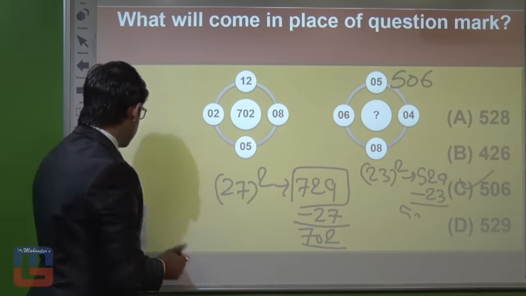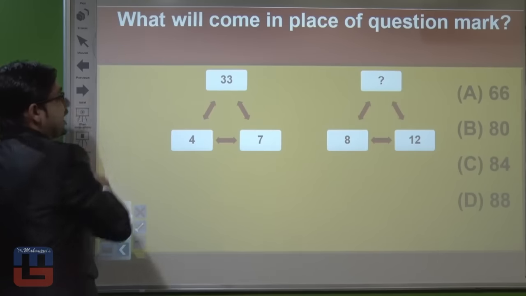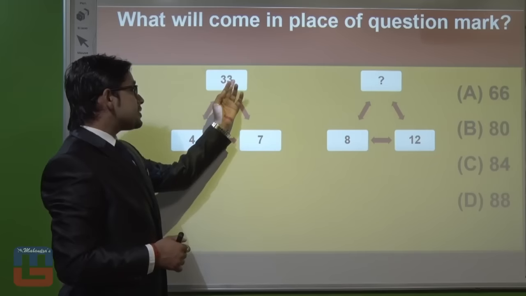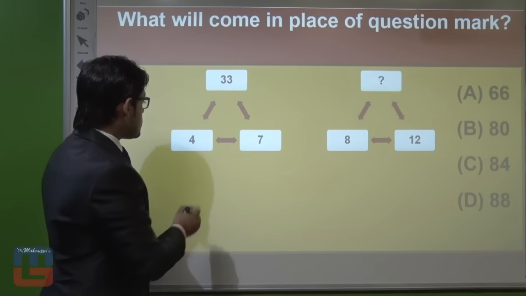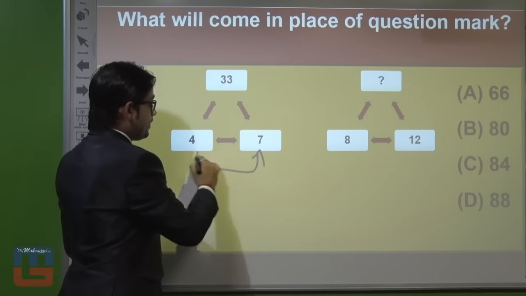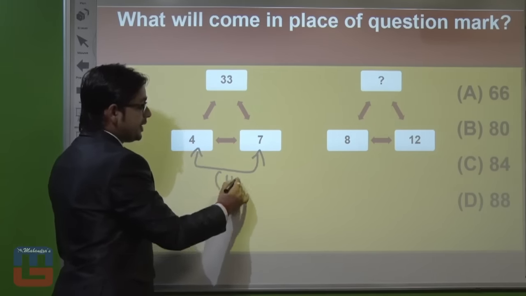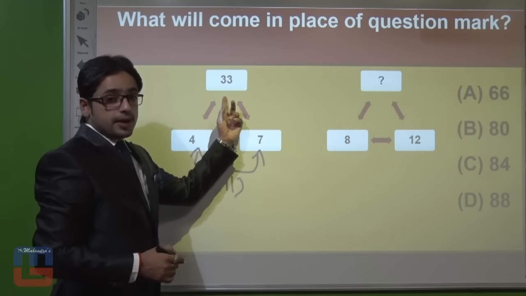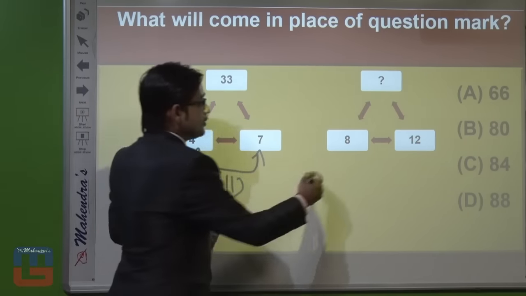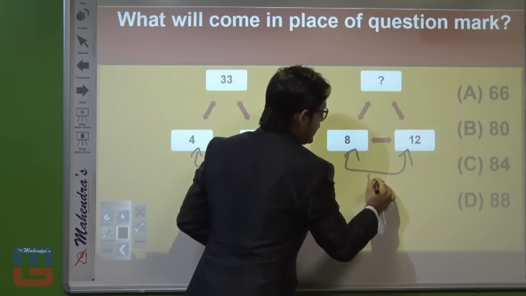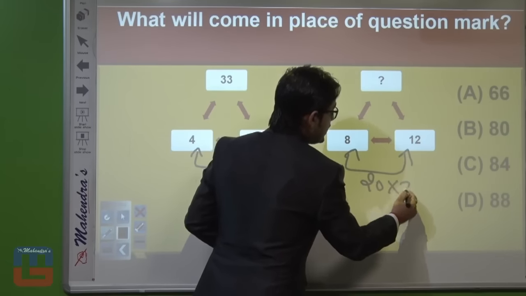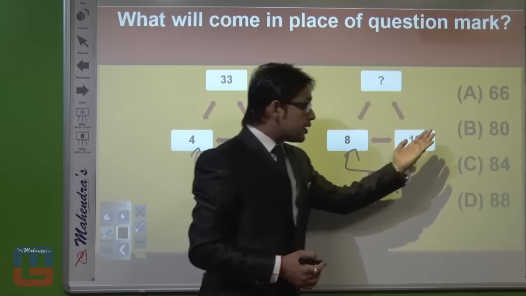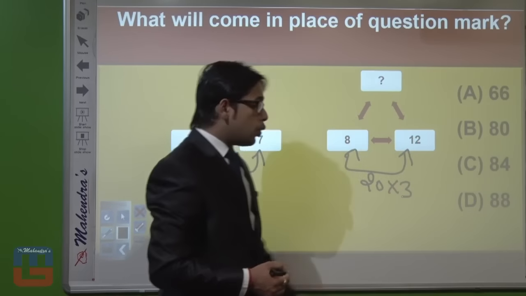Let's proceed toward the last question of today's essay discussion. As you can see here, 33 is written over here. First, if we add these two numbers, the addition will be 11. 11 into 3, what will we get? We'll get 33. 12 plus 8 is 20. If we multiply 20 by 3, we will get 60. But 60 is not written in your options. Now what are you supposed to do?